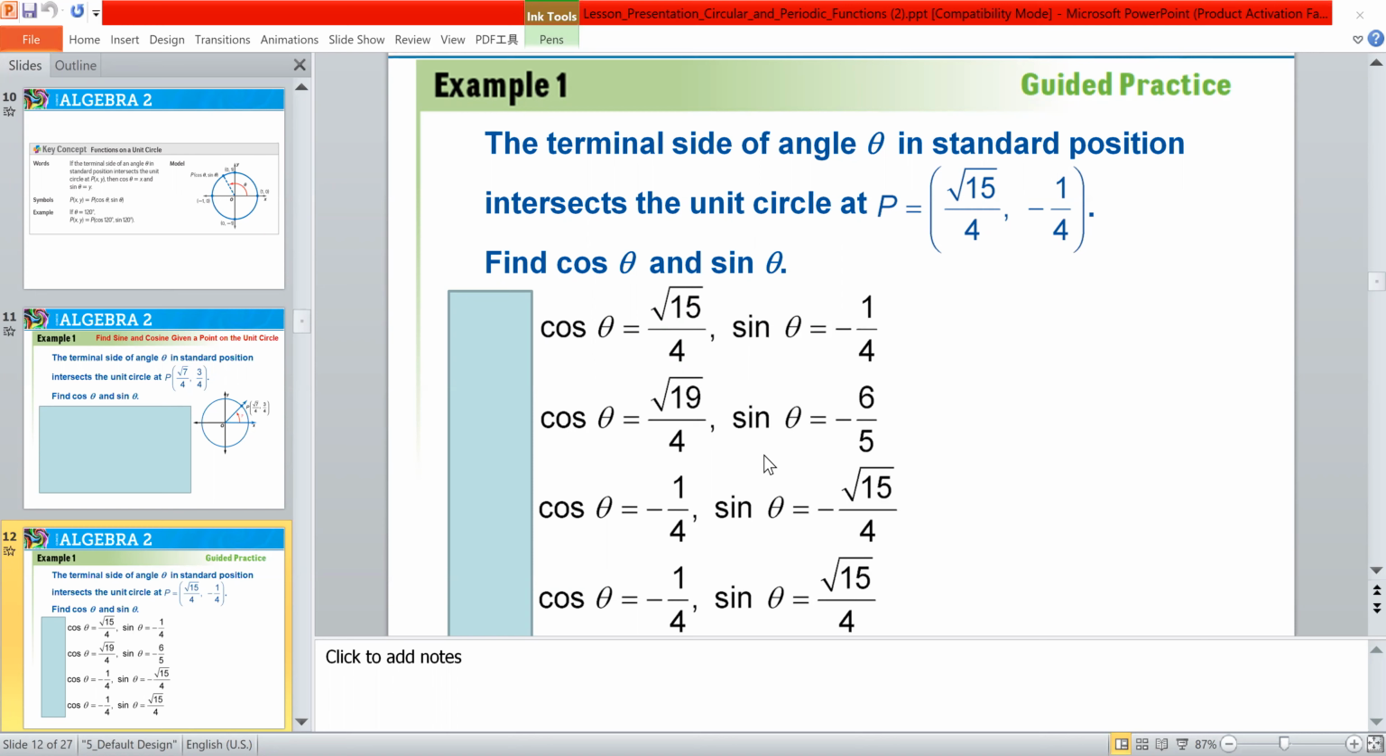Okay, the value of cosine is what? This is your point. Pay attention. The point is always represented by x and y, an ordered pair consisting of x, the first coordinate, and y, the second coordinate. In the unit circle, does cosine theta represent x or y?